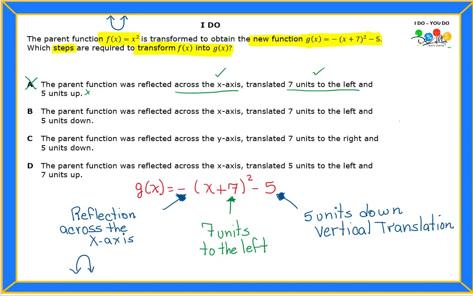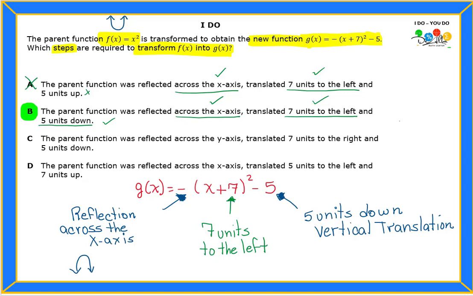Let's look at letter B. The parent function was reflected across the x-axis. Good, that's what it says. And then translated 7 units to the left. Check on that one. And the last one says 5 units down, and yes, I do have 5 units down. So guess what? Yes, that's my answer, guys. Letter B is going to be our answer.